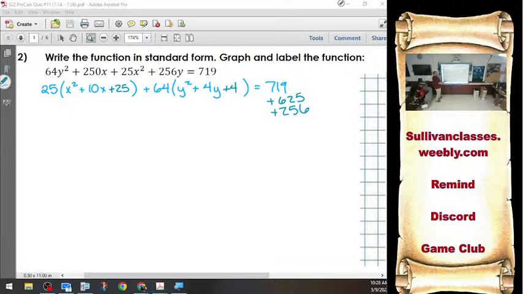Ooh, that's a big mamma jamma. That's x plus 5, the quantity squared. That's y plus 2, the quantity squared. And so what's 64 for 1600? So when I divide by 1600, 25 over 1600, 64 over 1600. They happen to equal each other.